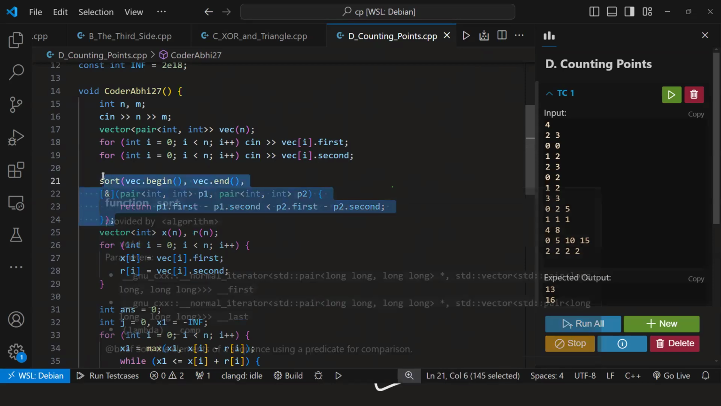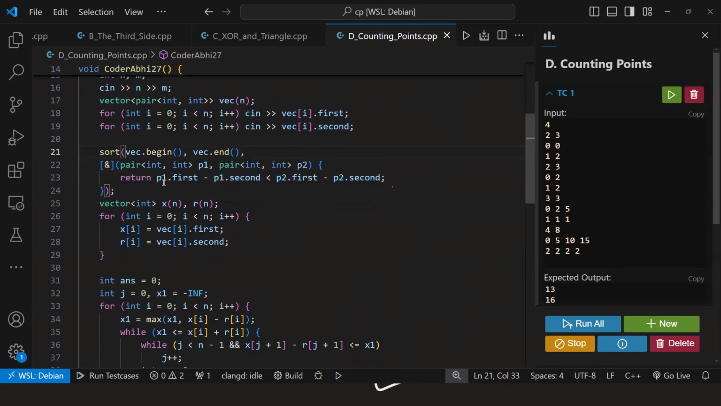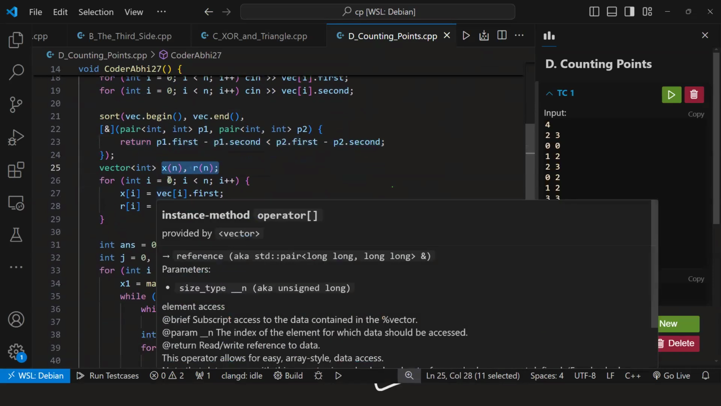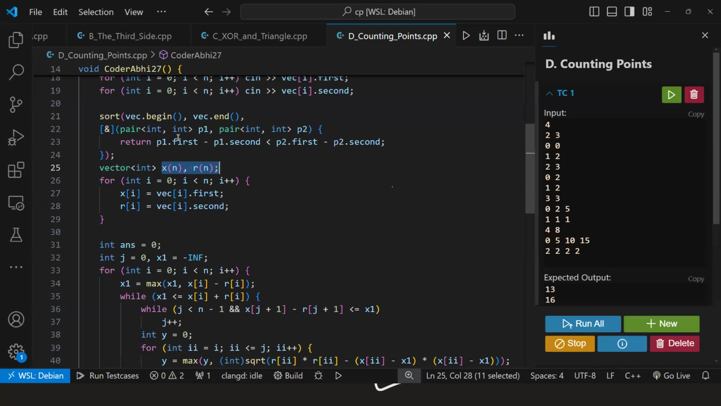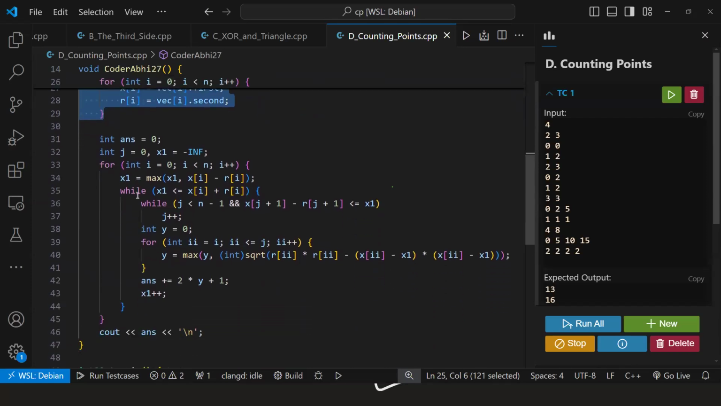So using a custom comparator, I've sorted this vector of pair, and then I've just written my original x and r. You can use the pair also. In xi, I have stored the dot first, in ri, I have stored the dot second, once I have sorted them. So now I'll use xi and ri. Now, how I'm writing my code, just look at this once.